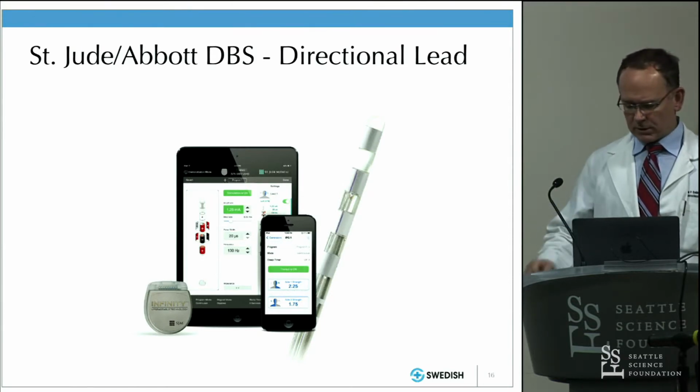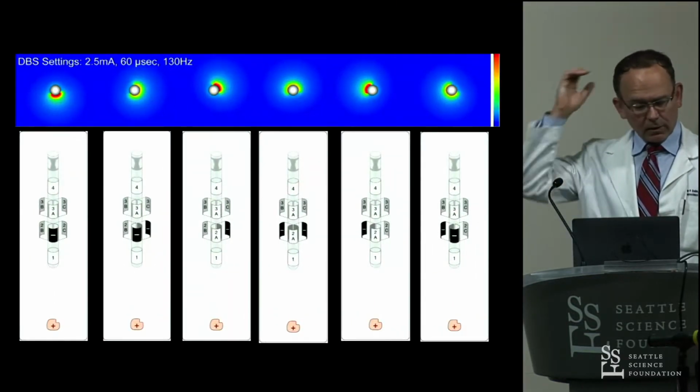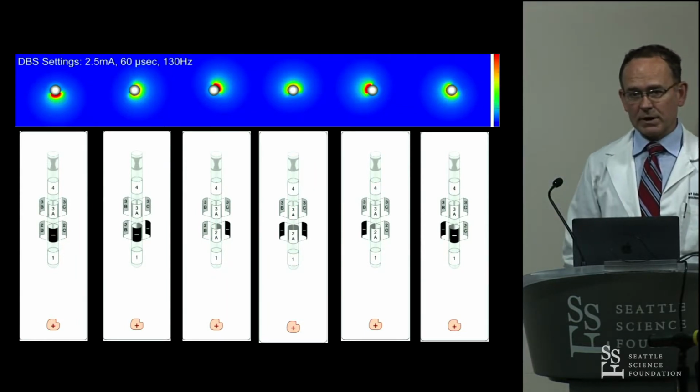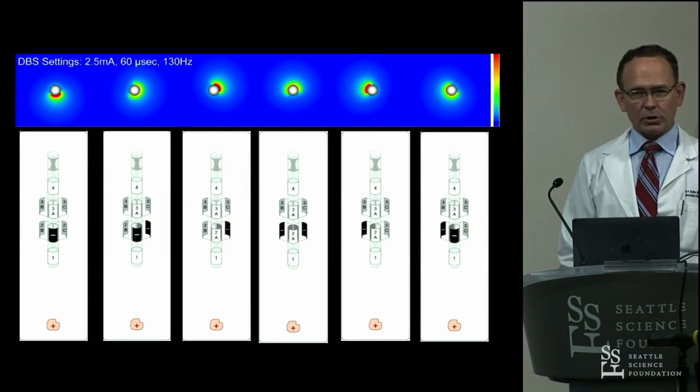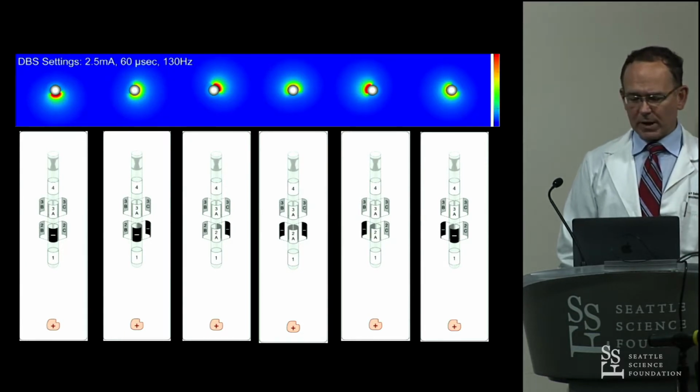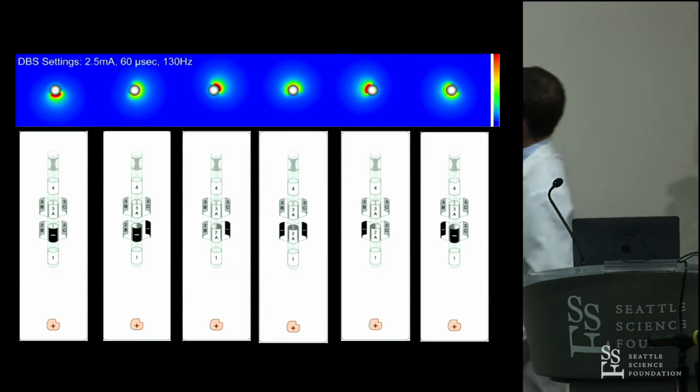This has what's called a directional lead, and you're going to hear a lot more about that over the next couple of years. The other two companies are also making directional leads, and the idea is that if your electrode is not in the ideal portion of the VIM nucleus, you can change radially how the field is generated by turning on or off individual contacts around the radius of the lead. So there's three contacts where there used to be one for the Medtronic, here and here as well. So you can see that the field is projected anteriorly, left, right, posteriorly, depending upon which of the cathodes turn on at a given time.